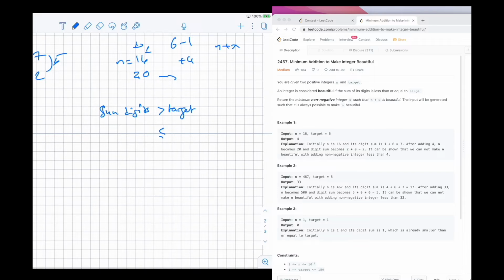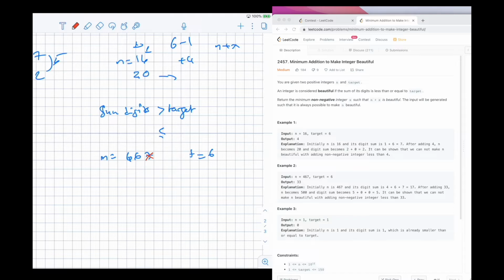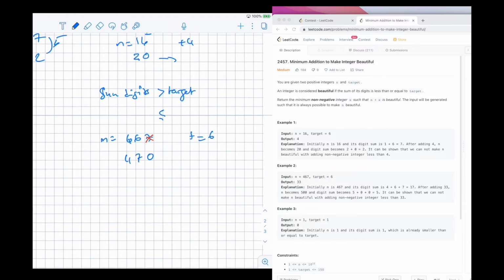Let's apply it to the second example. The second example is n equal to 467 and target is equal to 6. Okay, so let's do the same pattern. Let's try canceling out first this 7, right? And so that would be getting 4. To cancel it out, we add to the previous number. So the previous number is 7 and then 0. Okay, and so we try 417.